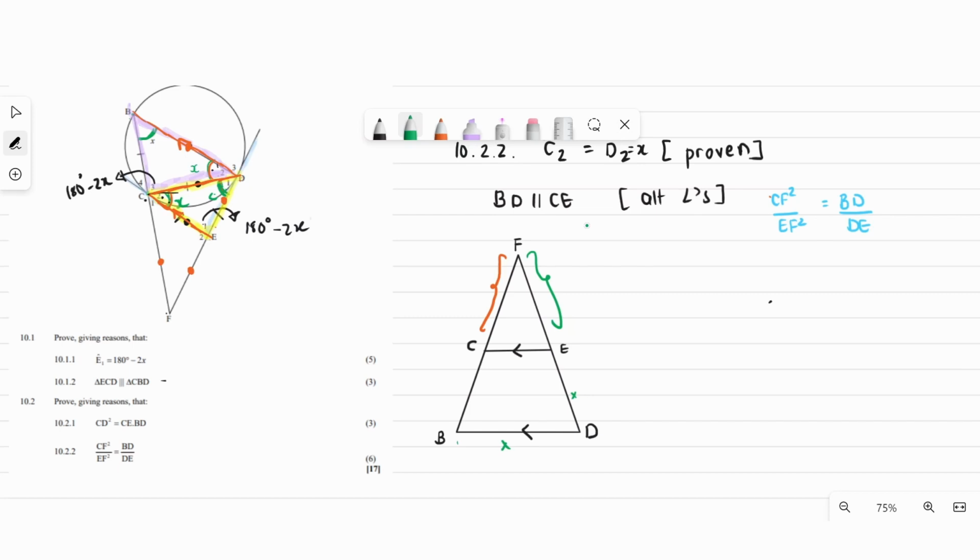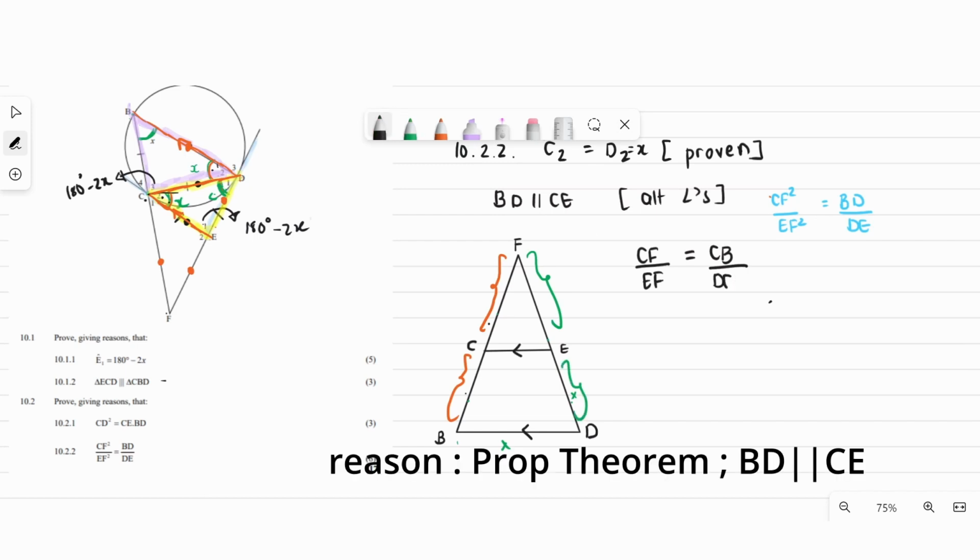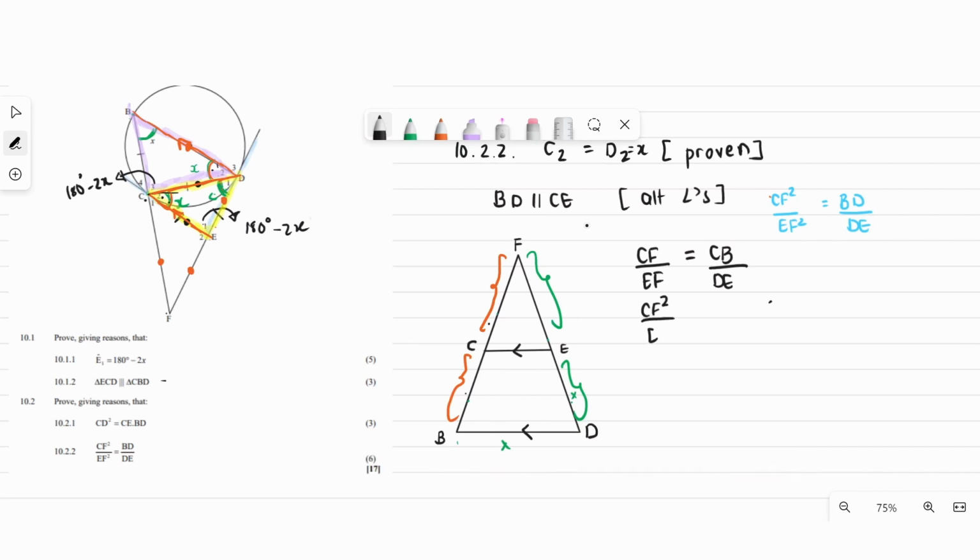So using the proportion theorem, what can we link? We can link these two sides together. So we know that CF divided by EF is going to be equal to CB divided by, in our case, DE. If we square both sides, it's going to give us CF squared divided by EF squared is equal to CB squared divided by DC squared.